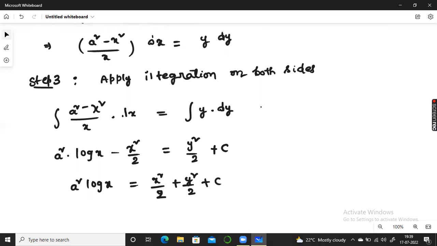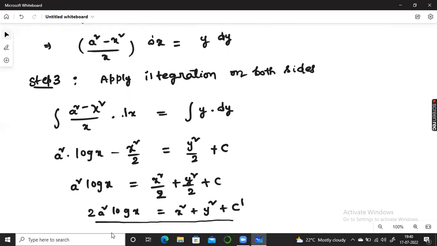If you take 2 common in the LCM on the right hand side, 2a square log x is equal to x square plus y square plus 2c. 2c is also another arbitrary constant only, so I am taking c dash. So this is the curve which is perpendicular to the given family of curves.